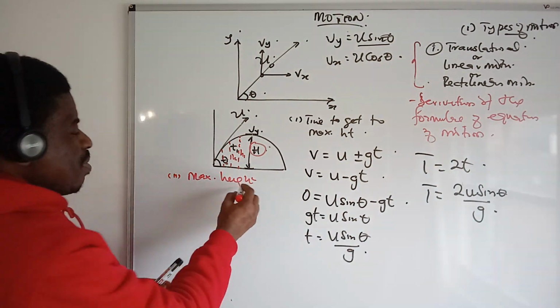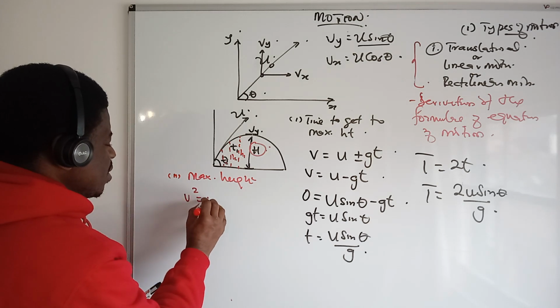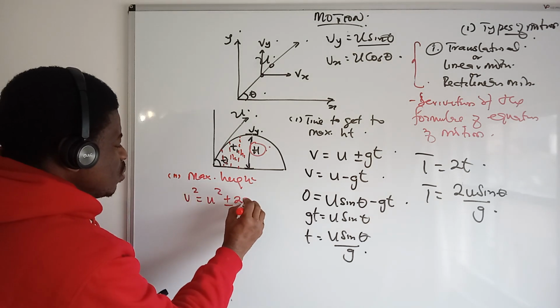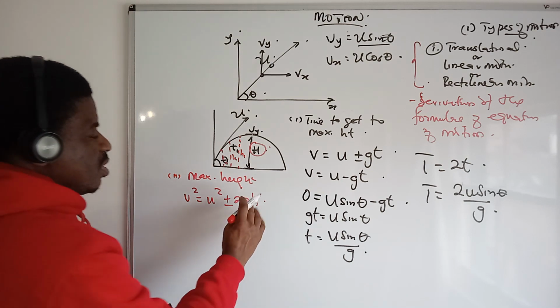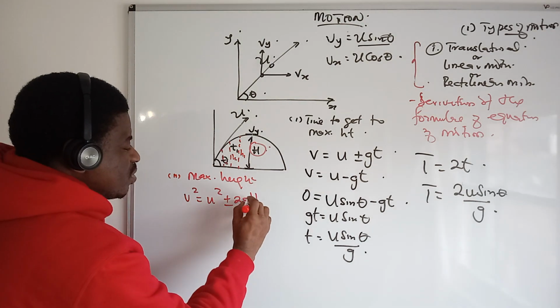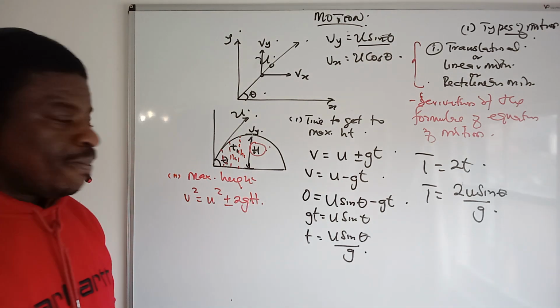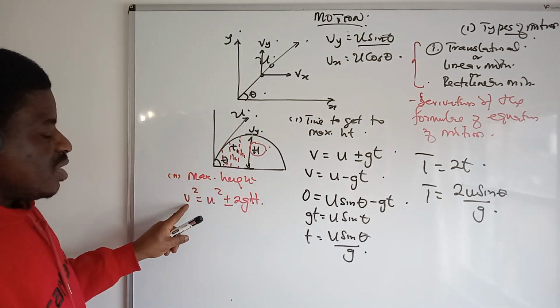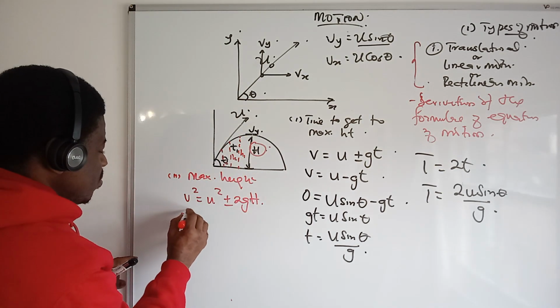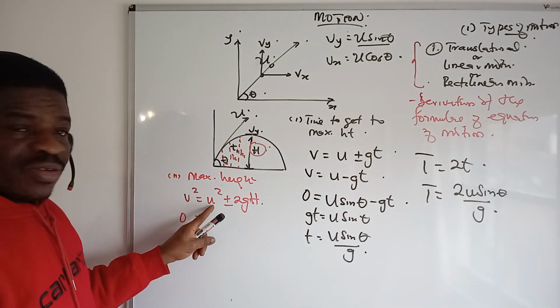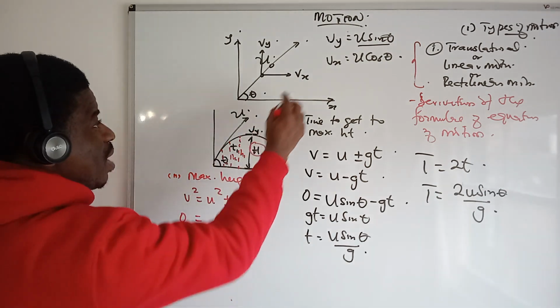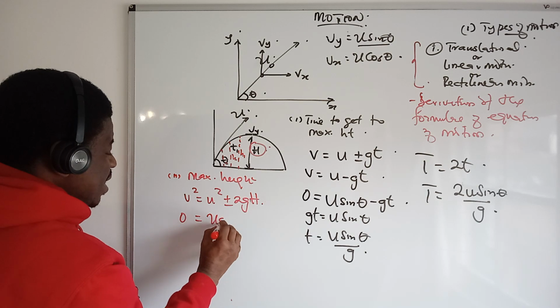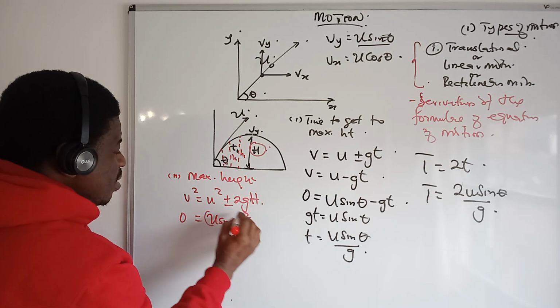So now, what is the maximum height? You are using v squared is u squared plus or minus 2gh. Let me put it as capital H because it's the maximum height. Now, at the maximum height, what is the final velocity? It is 0. The initial velocity, taking it to the maximum height, is still u sine theta.